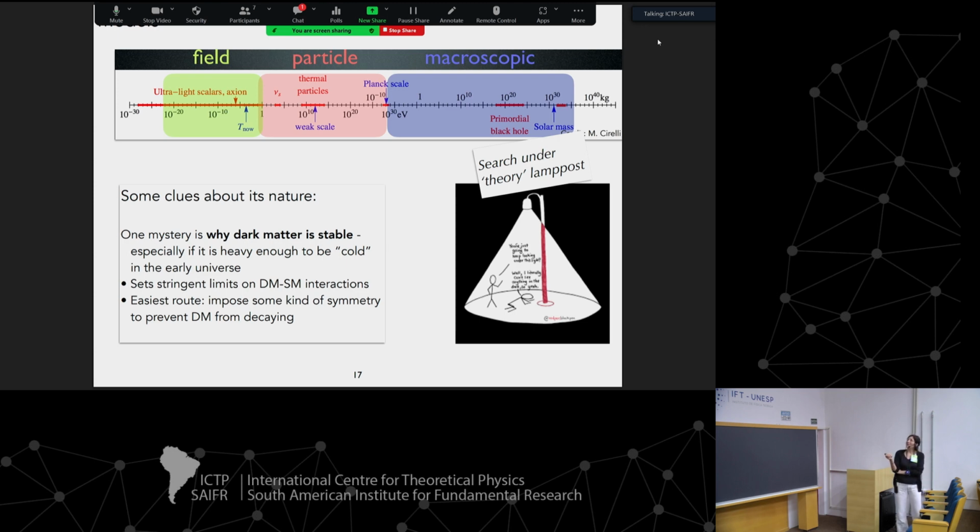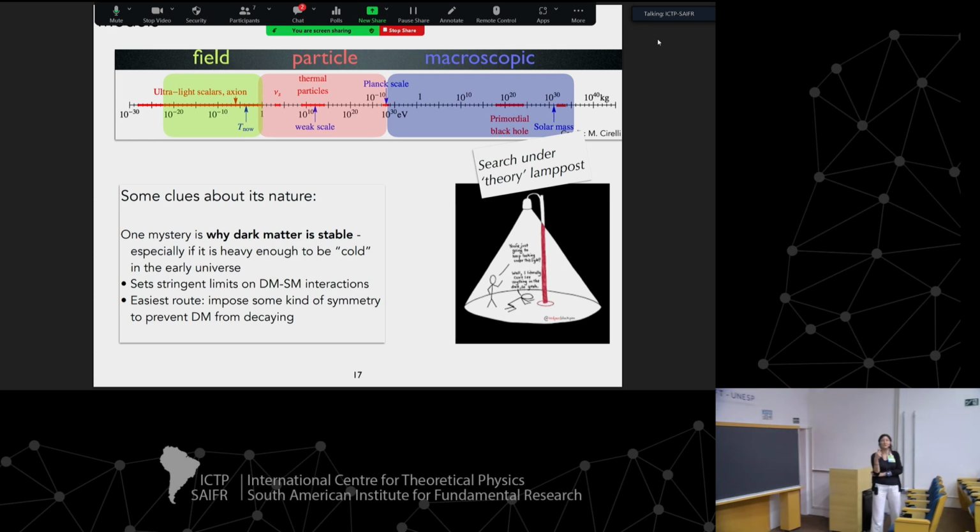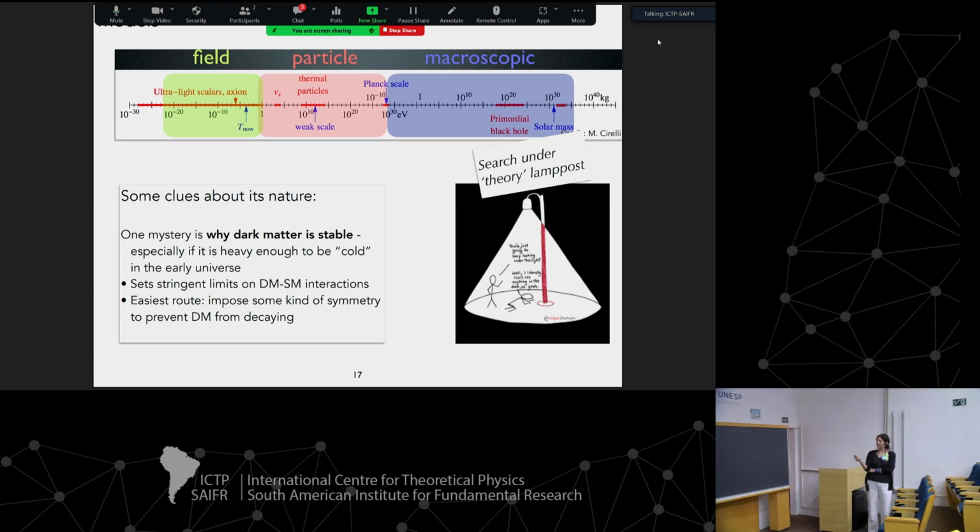And so one clue is that it is stable. So any model that you come up with has to respect that. Particle physicists typically impose some kind of symmetry to prevent dark matter from decaying, but imposing symmetries has consequences, and so you have to make sure that your model works in that respect.